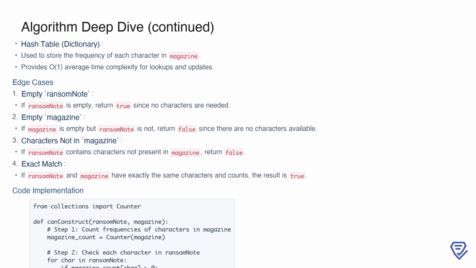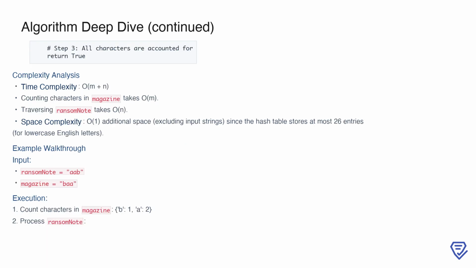The algorithm implementation begins with counting character frequencies in magazine using Python's collections Counter. This simplifies the process of creating our frequency map. Once we have the frequency map for magazine, we start processing each character in ransomNote. For every character, we check its count in the map. If the count is greater than 0, we decrement it to signify that the character has been used. If the count is 0 or the character is missing in the map, we return false immediately since it's impossible to construct ransomNote. After processing all characters in ransomNote, if no issues arise, we return true to indicate that the construction is successful.